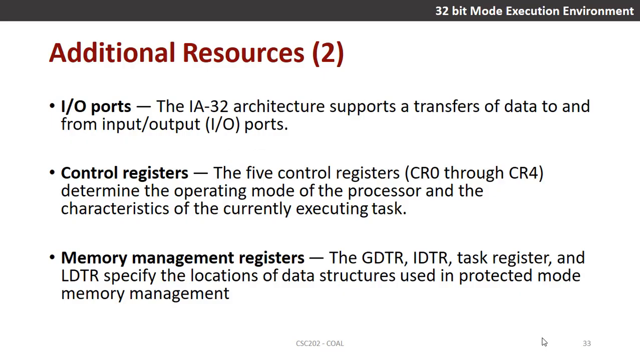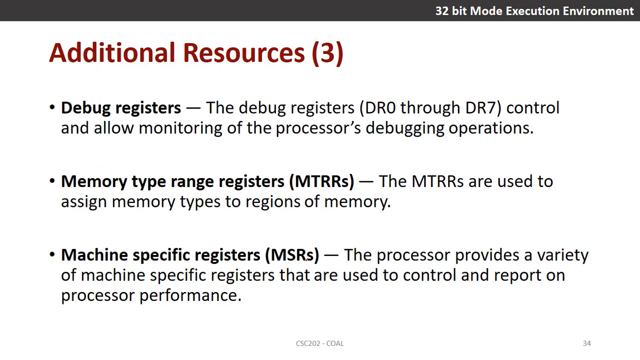Okay, so let's see the additional resources. IO ports. The IA32 architecture supports a transfer of data to and from IO devices like IO ports and control registers. It supports many memory management registers: GDTR, LDTR, IDTR. Debug registers, we discussed earlier, debug and trap registers. Memory type range registers are used to assign memory types to regions of memory.